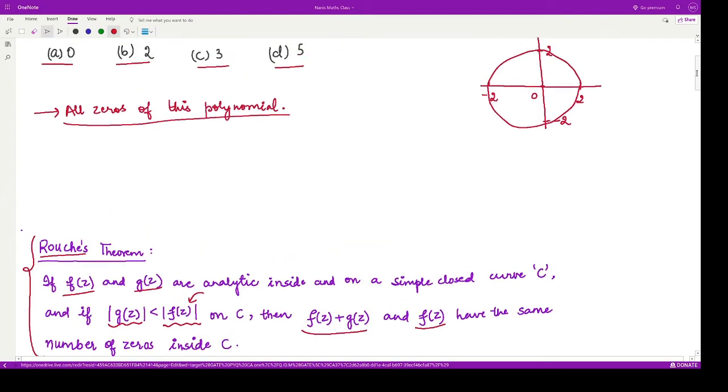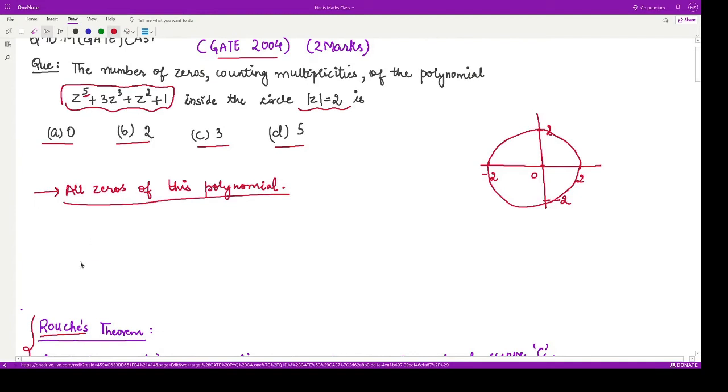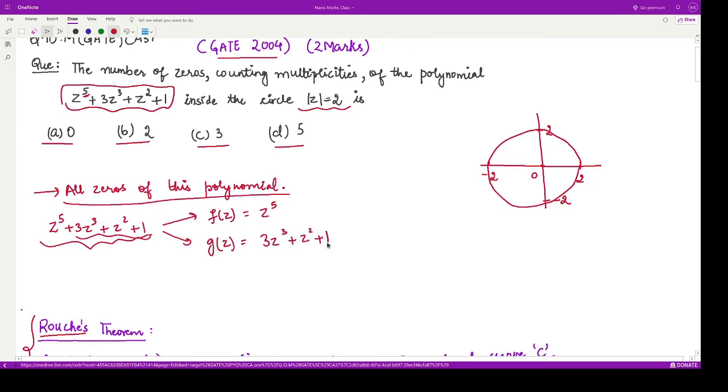For that we just deconstruct this polynomial. We are given this polynomial z raised to power 5 plus 3z cube plus z square plus 1. So we just deconstruct it into two polynomials, say one is f of z, another is g of z. Let me take f of z to be z raised to power 5 and g of z to be this remaining portion, so it would be 3z cube plus z square plus 1.